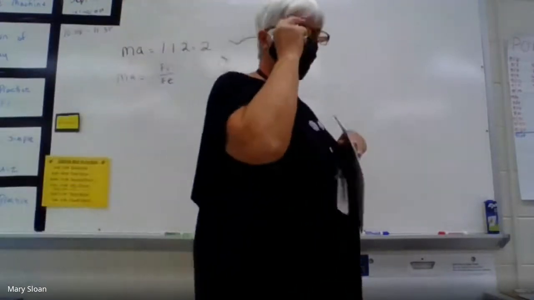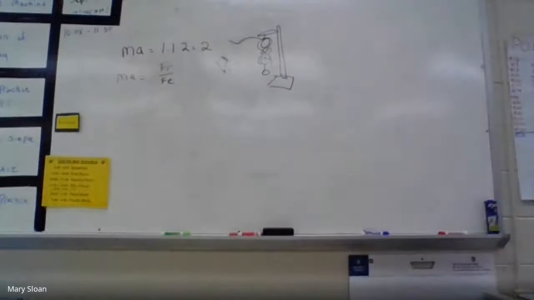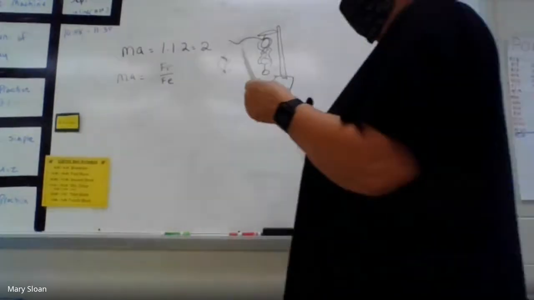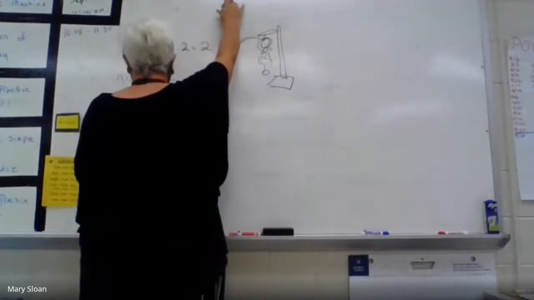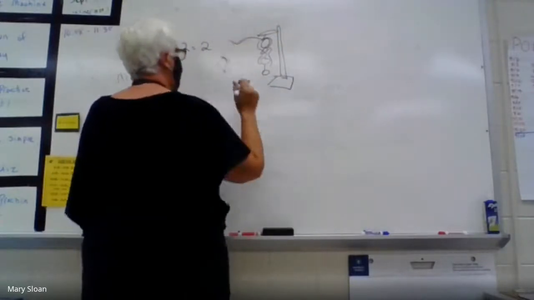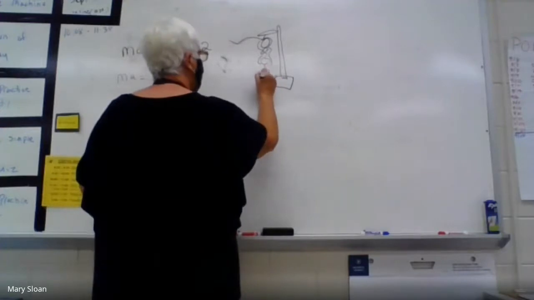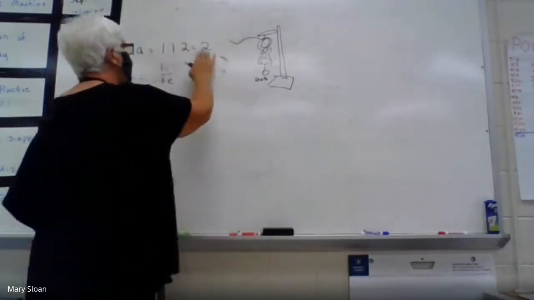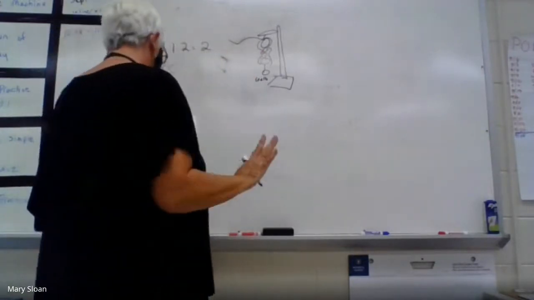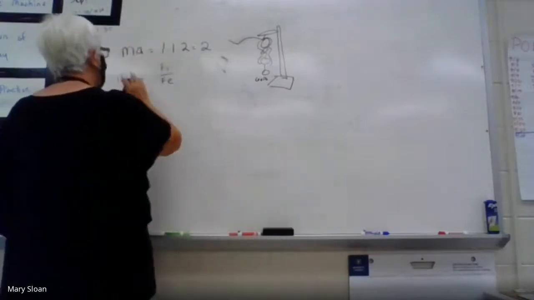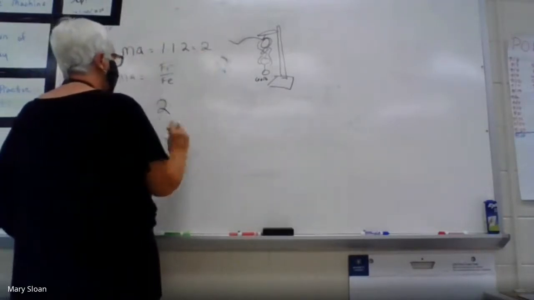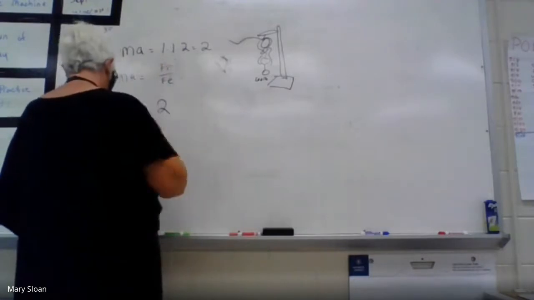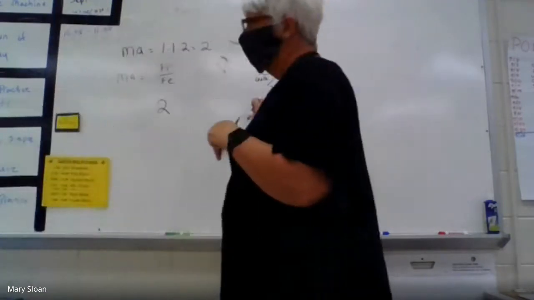What does FR stand for? The resistance. The force resistance. FE? Effort. Force of the effort. So based on this, the load that we're trying to lift is 60 pounds, right? And we know that the mechanical advantage of the pulley is 2. So we're going to say MA is 2 times FR. What is our resistance? Yeah, 60.